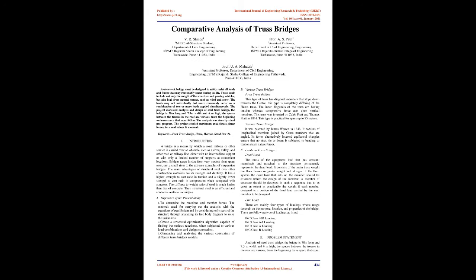Introduction. A bridge is a means by which a road, railway, or other service is carried over an obstacle such as a river, valley, and other road or railway line, either with no intermediate support or with only a limited number of supports at convenient locations. Bridges range in size from very modest short spans over, say, a small river to the extreme examples of suspension bridges. The main advantages of structural steel over other construction materials are its strength and ductility.